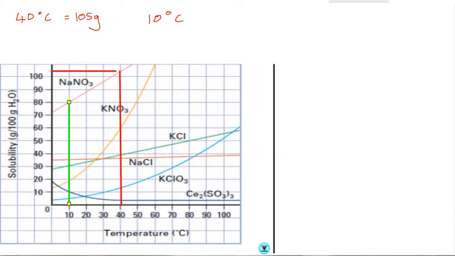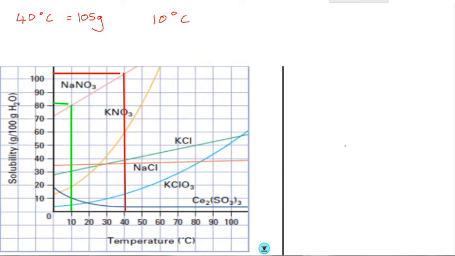Okay, and from the 10 degrees then we go across, and that's, I would say, about 80 degrees there. Sorry, 80 grams. So at 10 degrees we have a solubility of about 80 grams. So at 40 degrees I can dissolve a maximum of 105 grams. At 10 degrees I can only dissolve 80 grams.